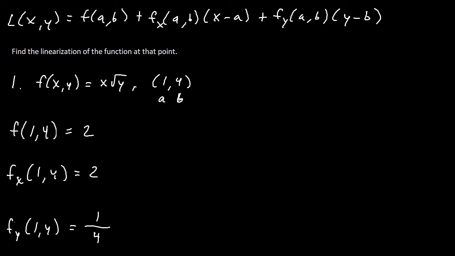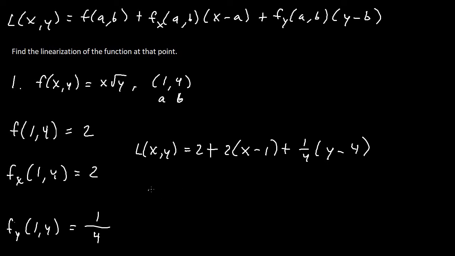So plugging in all the numbers to the formula, L of x comma y, the linearization of the multivariable function, is going to be f of a comma b, which we have found to be 2, plus the partial derivative of f with respect to x evaluated at a comma b, which we found to be 2 as well, times x minus a, so x minus 1, plus f sub y evaluated at a comma b, which we found to be 1/4, times y minus b, and the b is 4, or the y coordinate.